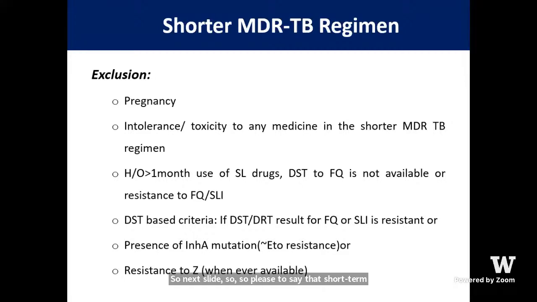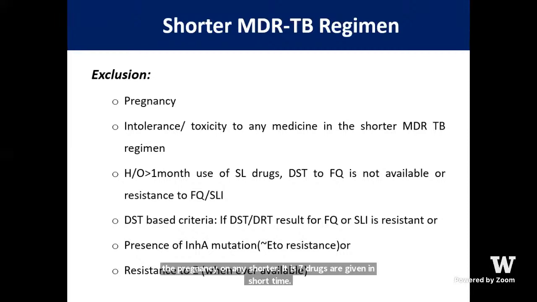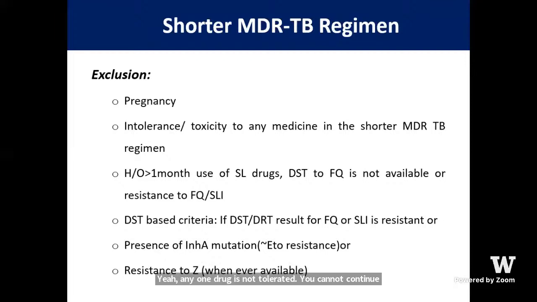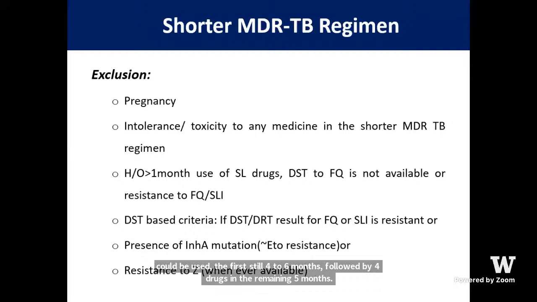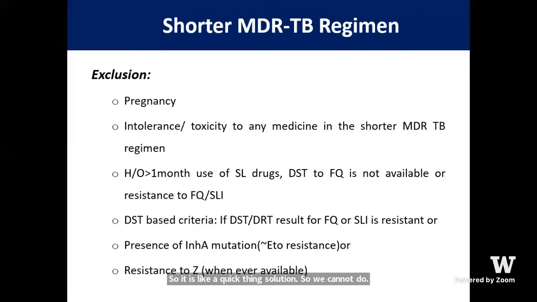So what is the exclusion? Pregnancy, because ethionamide is teratogenic and safety is ruled out. So we are not going to use it in pregnancy. In the shorter MDR, 7 drugs are given. If any one drug is not tolerated, you cannot continue with the shorter MDR. It is like a one-day cricket where you hit the target, all 7 to be used for the first 4 to 6 months, followed by 4 drugs in the remaining 5 months. So it is like a quick solution. If any one drug is lost, we cannot continue the shorter MDR regimen.